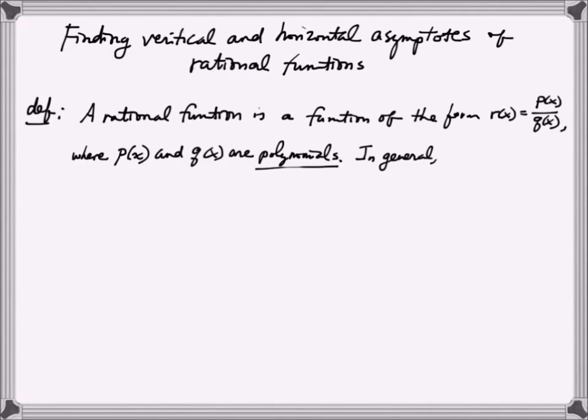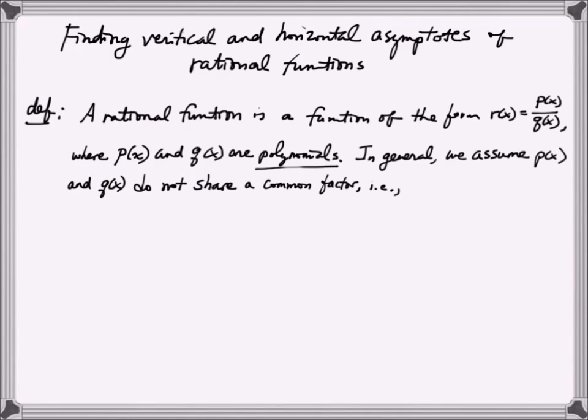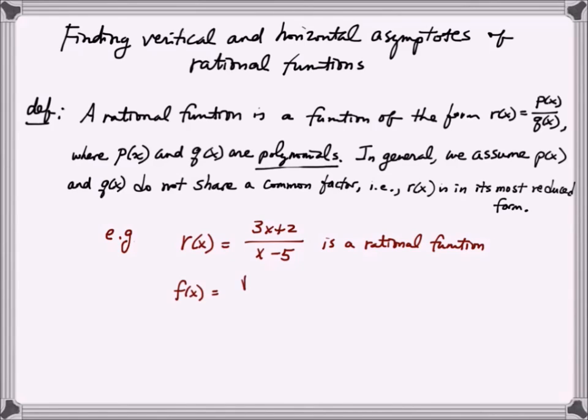In general, we assume that p of x and q of x do not share a common factor, which means that r of x is written in its most reduced form. For example, r of x, which is 3x plus 2 over x minus 5, would be called a rational function, while f of x, which is square root of 3x plus 2 over x minus 5, is not a rational function, and square root of 3x plus 2 is not a polynomial.